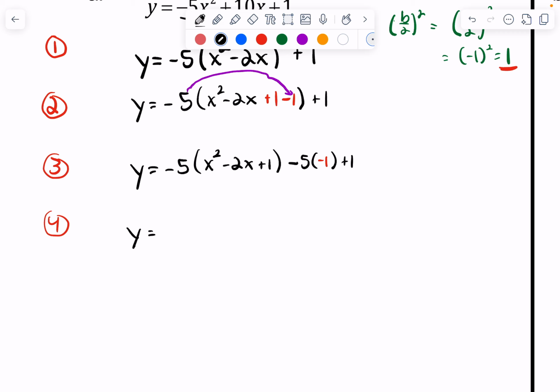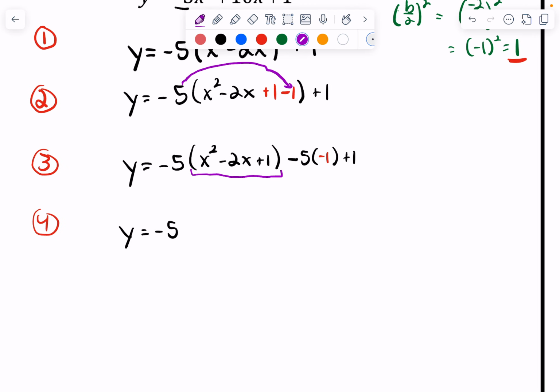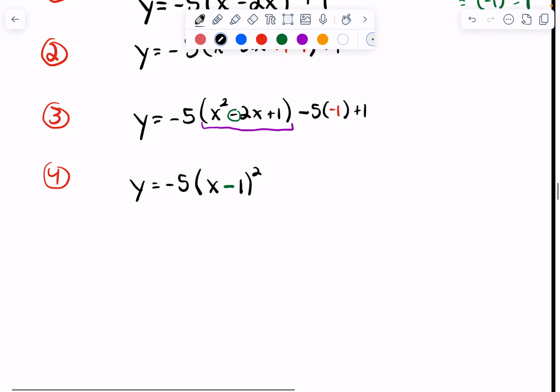Use your factoring by perfect square. So this right here, that right there is a perfect square. It will always be a perfect square if you follow the steps. So this will become x, because this is a negative right here, minus 1 squared. And then on the outside, why don't we clean up this step 2? May as well. So that's minus 5 times minus 1, plus 5, plus 1.